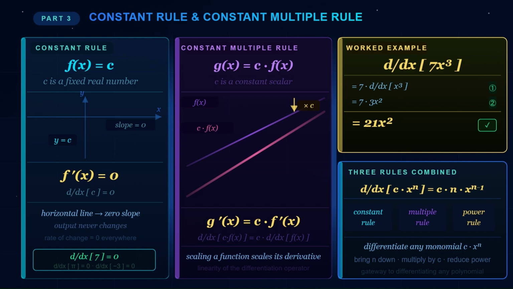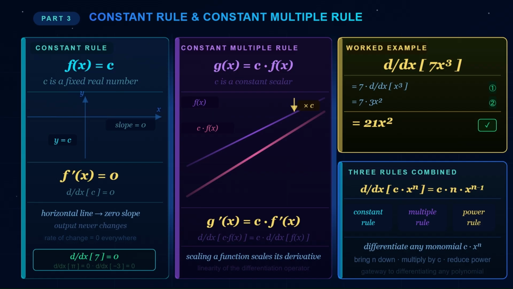Two more foundational rules accompany the power rule and help us handle a wider range of functions. First, the constant rule. The derivative of any constant function is 0. If f of x equals c, where c is a fixed real number, then f prime of x equals 0. This makes perfect geometric sense. A constant function is a horizontal line. It has 0 slope everywhere. Algebraically, no matter how x changes, the output stays the same, so the rate of change is 0. The Leibniz form is d over dx of c equals 0.